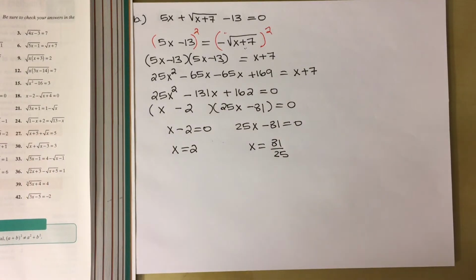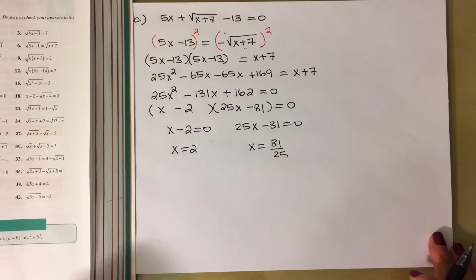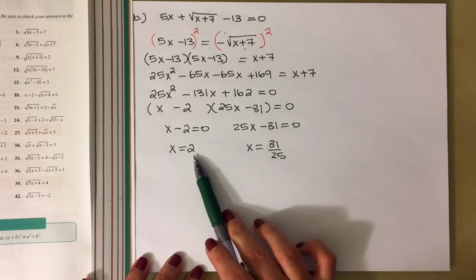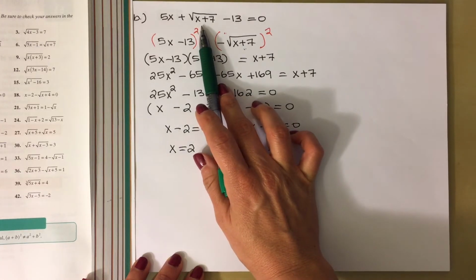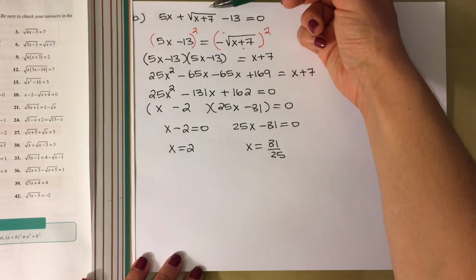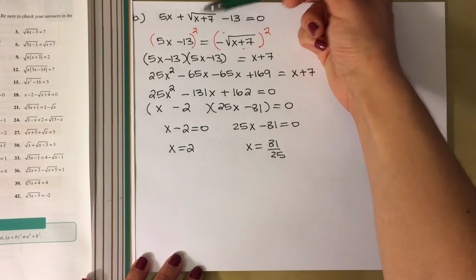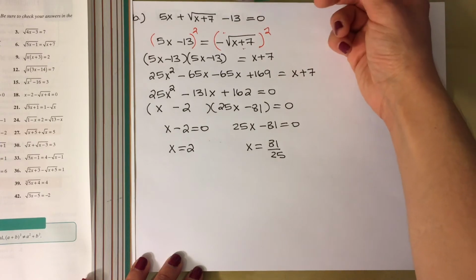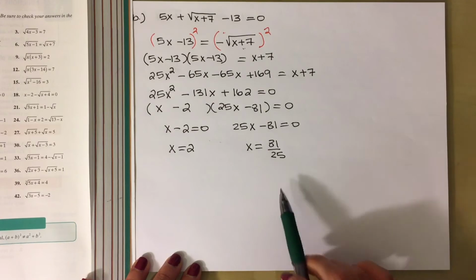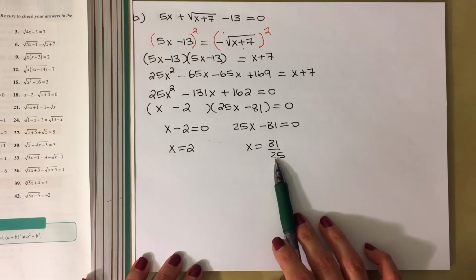Okay. So now, remember, you have to go back and check your work. What we're going to do again is take 2 and substitute it, go back to the original equation, plug in 2 here and here, and then we want to make sure and check to see that we get 0 equal to 0. And then you're going to do the same thing for 81 over 25. This might be a little bit more work because it is a fraction, but you can still check it.